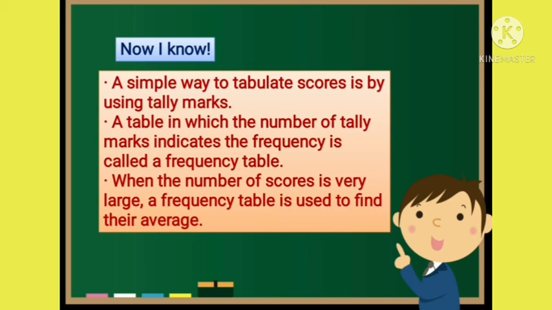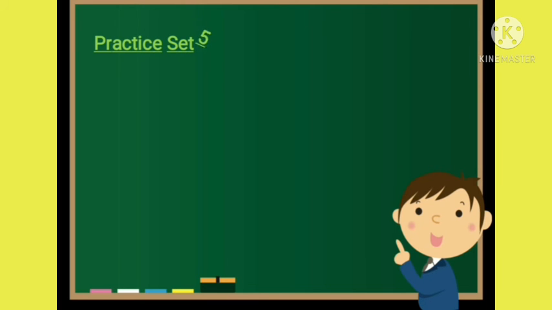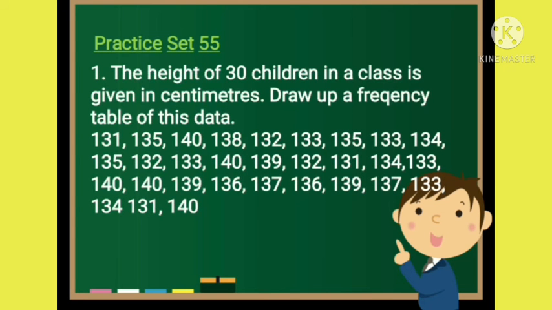Now, on the basis of this, we are going to solve practice set 55. Let us start solving practice set 55 on the basis of the information that we have learned just now, that is how to prepare a frequency table. Let's see the first sum. The height of 30 children in a classroom is given in centimeters. Draw up a frequency table of this data.